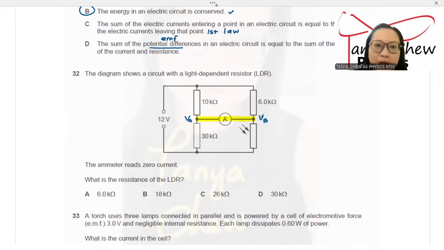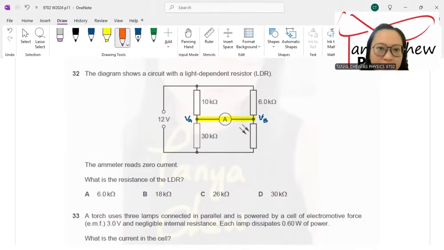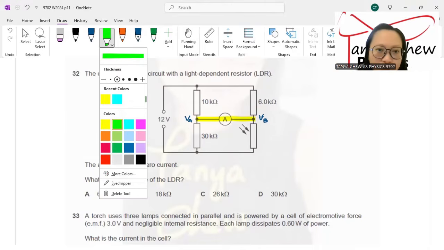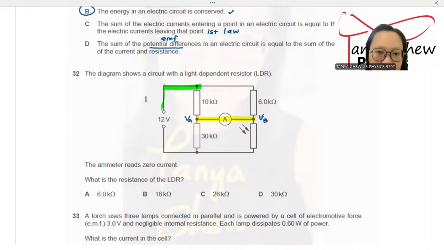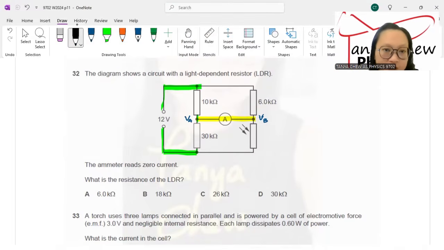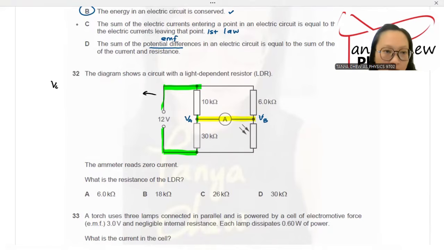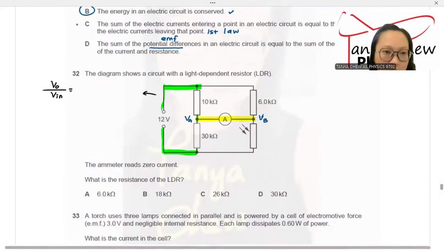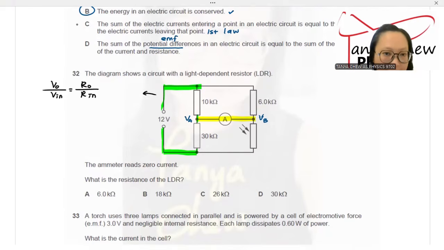First of all, you just consider this part of the circuit. I'm going to use this color. I'm going to use highlighter to show you. Just consider this part of the circuit first. Only this part. I'm going to use the potential divider concept. So potential divider concept, V output over V input is equal to R output over R input. V output is VA. I'm going to find VA. V input is 12, the total voltage.